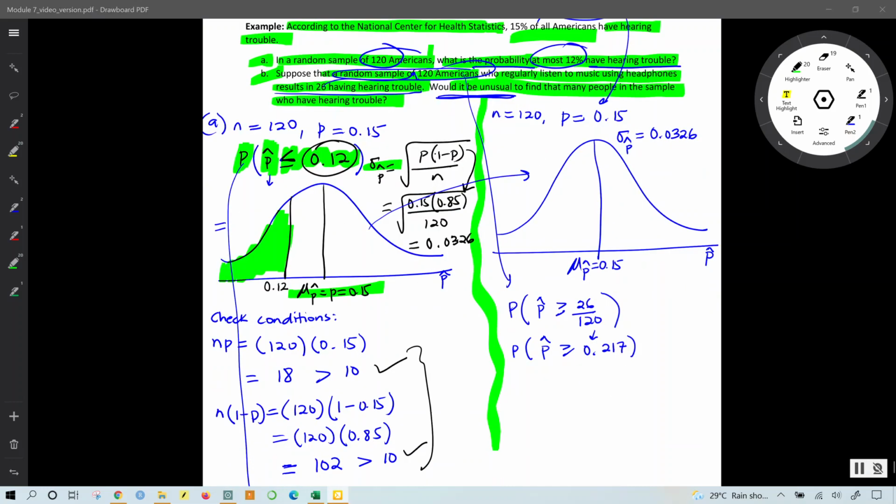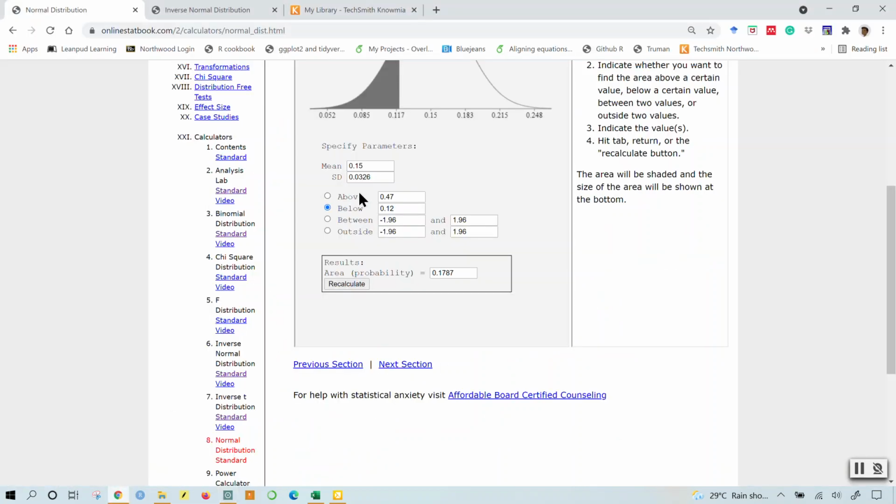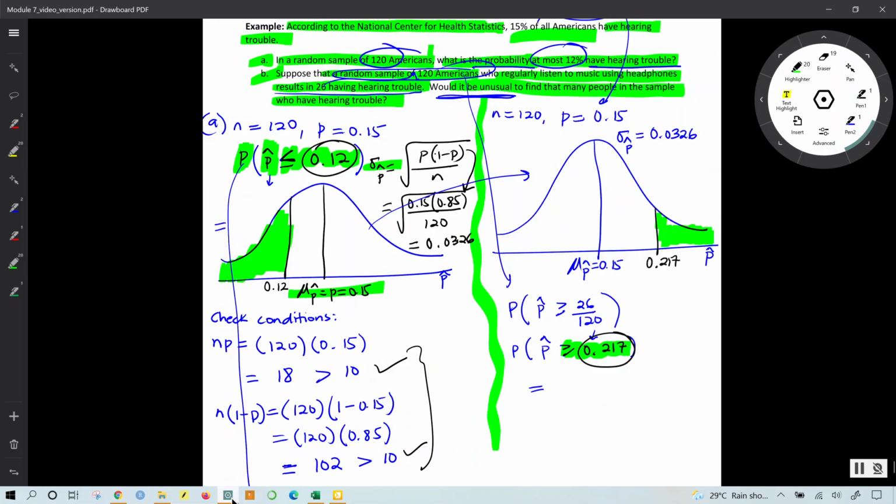So at this point, I'm ready to locate this value. I'm going to locate it to the right of 0.15 since it is bigger. And I'm interested in the area to the right or above that value. Going back to my normal distribution calculator, this time I want to look at the area above 0.217 with the same parameters. So I have 0.0199.